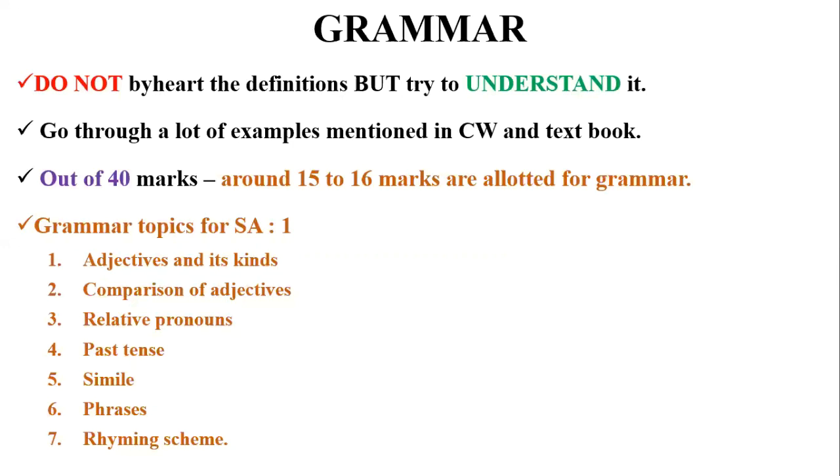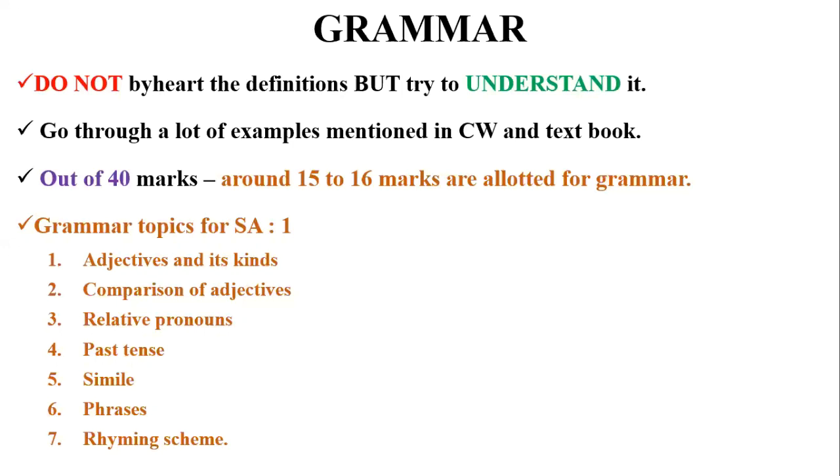Adjectives and its kinds, comparison of adjectives, that is positive, superlative, comparative, all those. Relative pronouns, which we have learned after the first chapter, right? Then past tense, that is also after the chapter we have discussed a few. Simile, you should be able to differentiate what is a simile. Okay, which sentence is a simile?